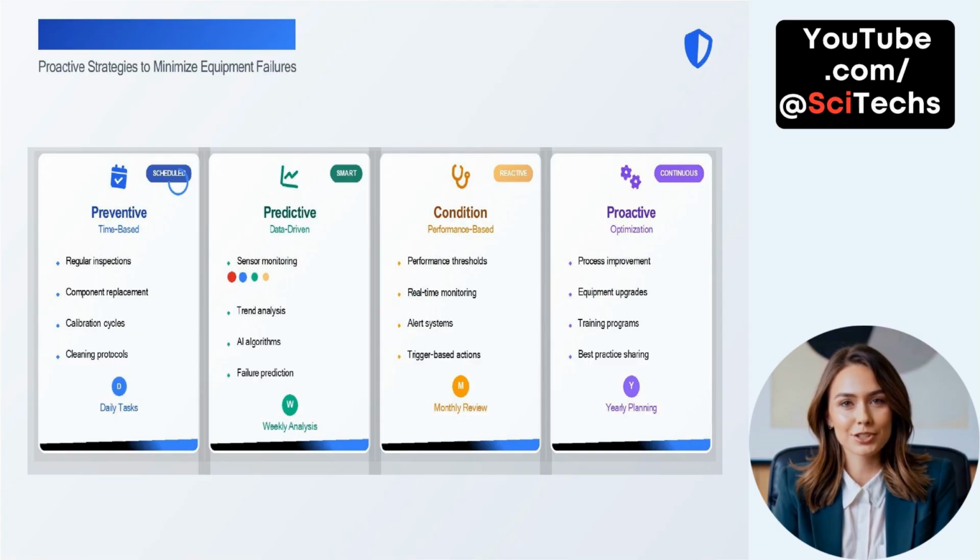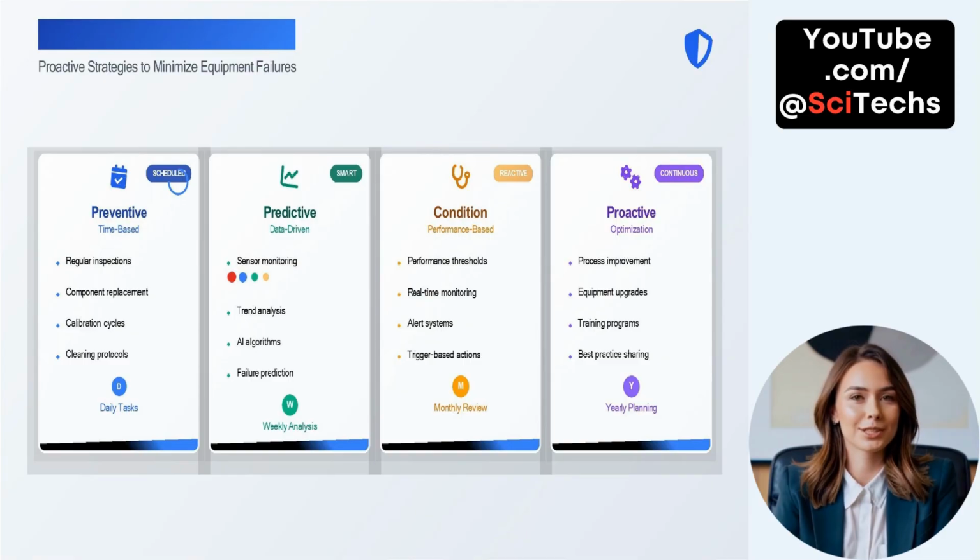The predictive strategy is data-driven and leverages sensor monitoring, trend analysis, and AI algorithms to anticipate failures before they occur. This method involves weekly analysis of real-time data to identify patterns that signal early-stage issues. The condition-based approach uses performance thresholds and real-time monitoring systems to trigger alerts and corrective actions when equipment begins to degrade. These are reviewed on a monthly basis.